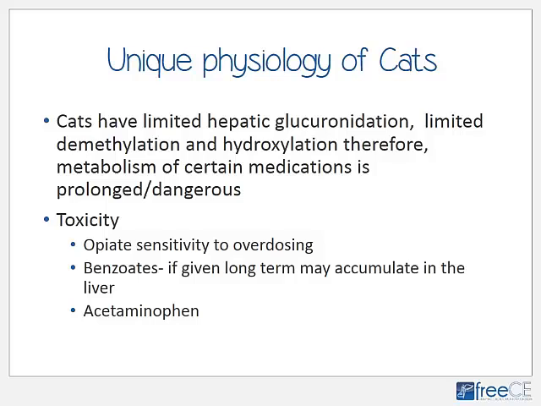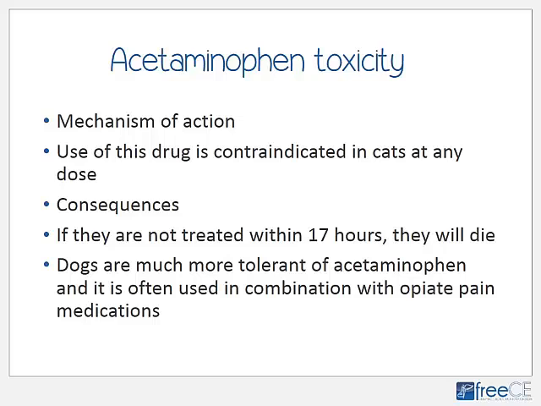Of these toxicities, the most serious and striking example of toxicity in the cat is with acetaminophen. Because cats lack glucuronidation ability, the acetaminophen cannot be metabolized properly. Also, the cat's red blood cells are sensitive to the reactive metabolites, and their hemoglobin becomes oxidized, resulting in methemoglobinemia. The resulting loss of oxygen-carrying capacity results in suffocation. The toxic dose in the cat is 50 milligrams per kilogram. If cats are not treated within 17 hours of ingestion, they will die despite appropriate therapy.